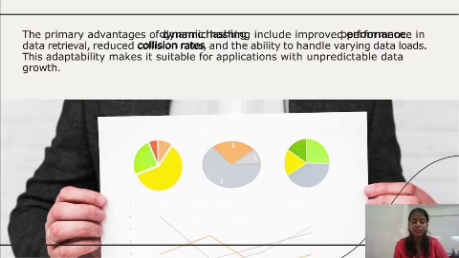Dynamic hashing is widely used in scenarios where data can grow and shrink unpredictably, such as database indexing, distributed systems, and dynamic storage environments.